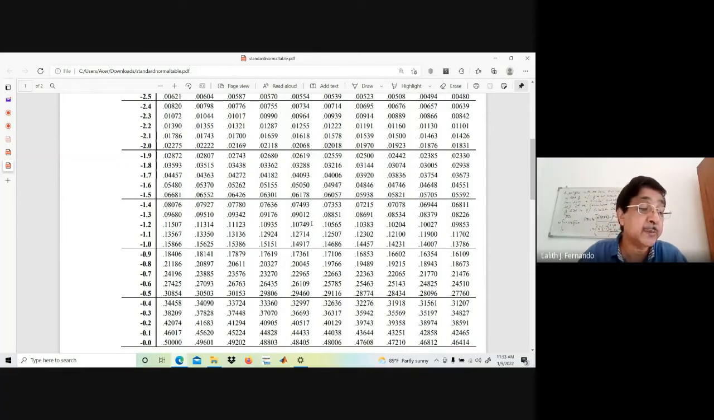So the difference comes with 0.00161, and where you have this, the difference from 0.09. The difference is 0.00012.